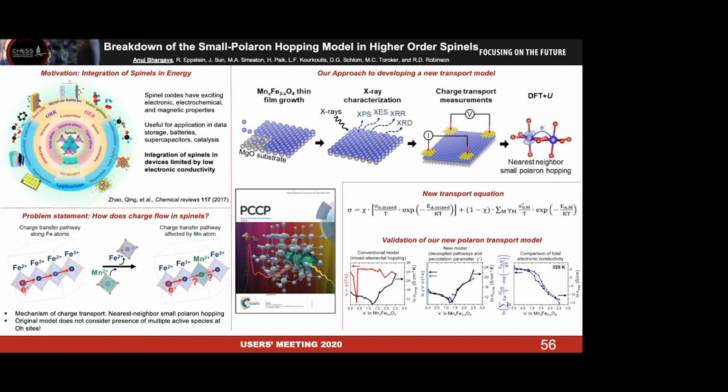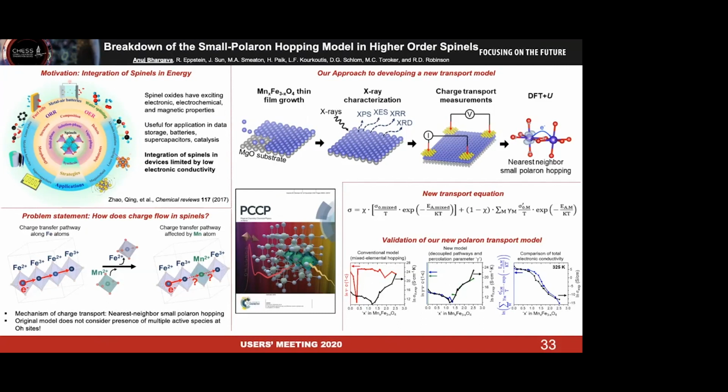Hi, my name is Anuj Bhargav, and my research focuses on developing a new model of charge transport in spinels. So spinels are a class of material with a lot of exciting electronic and electrochemical properties. However, the integration of spinels in devices such as batteries and supercapacitors has been limited because of its low electronic conductivity. So in this work, I first determine how charges flow in spinels.